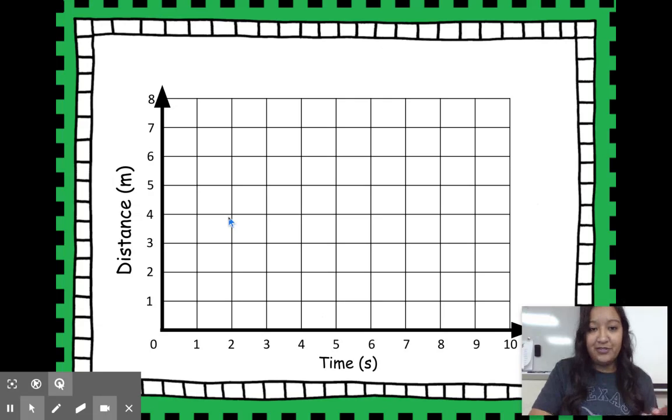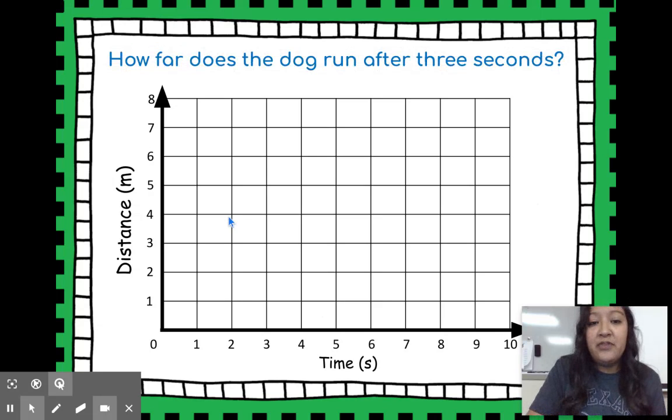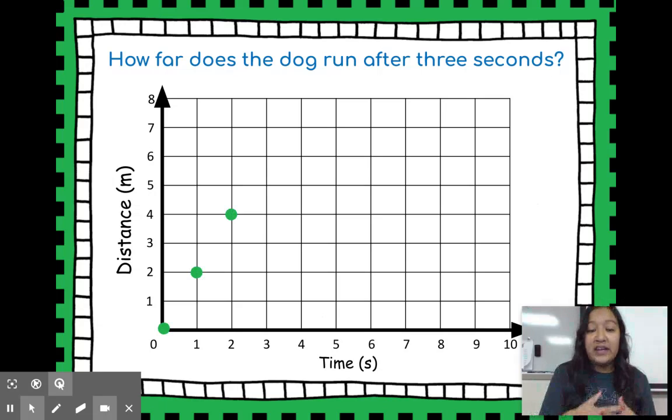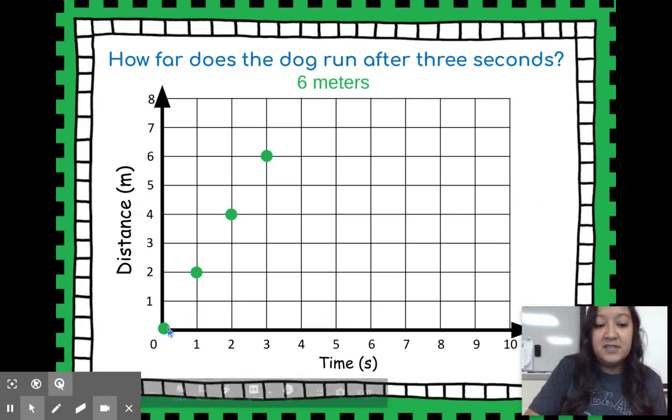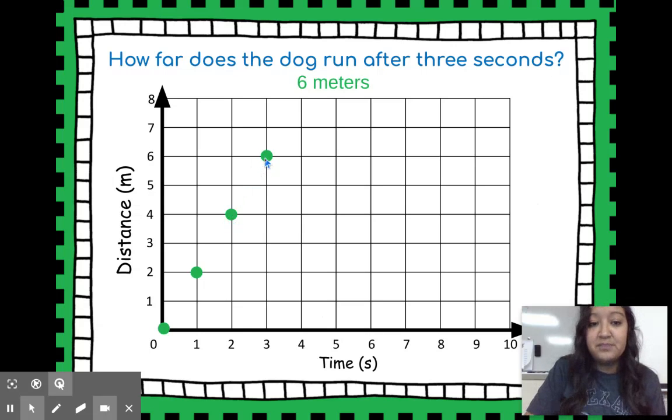So here's another question. How far does the dog run after 3 seconds? So where would our next ordered pair be if the dog ran 2 meters per second? So our next dot, our next ordered pair, would be at 3, 6. So if the dog is running 2 meters per second, at 1 second, the dog ran 2 meters. So after another second, the dog ran 4 meters, and another second, the dog was at 6 meters.